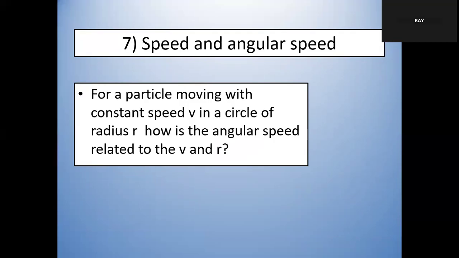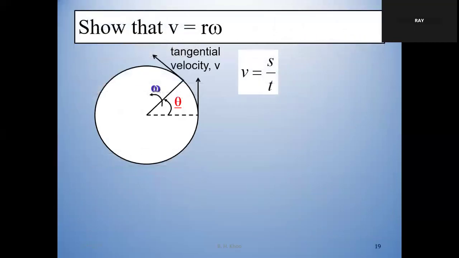For a particle moving with speed v in a circle of radius r, how is the angular speed related to v and r? You need to memorize that. Let's show that v equals r omega. A simple formula. v equals s over t, distance over time. If you consider velocity, that is displacement over time. r is the radius of the circle, s is the arc length.